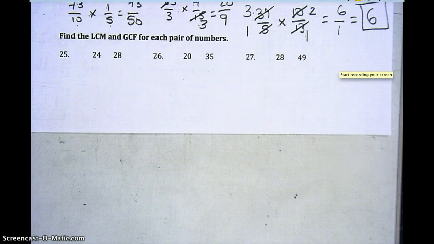This is a video to help you find the least common multiple and the greatest common factor for a pair of numbers. I use a skill called upside down division to find both the least common multiple and greatest common factor. And the reason I use it, it's probably the easiest way. It helps me decide what goes into numbers and that sort of thing.